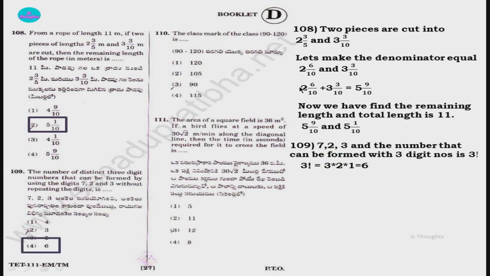Okay, otherwise 3 factorial is a simple one. Now 110, the class mark of the class 90 to 120 is, so what you will do, 90 plus 120 divided by 2, that equals 105.